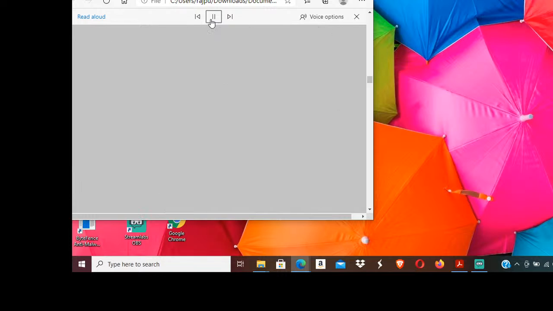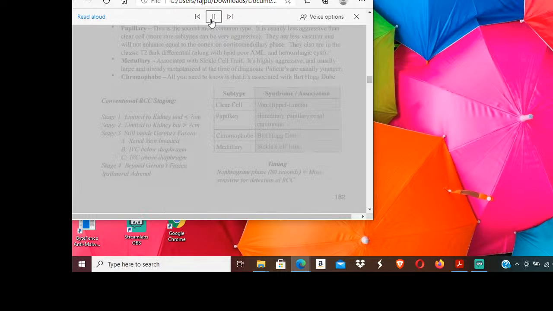Papillary is the second most common type. It is usually less aggressive than clear cell. More rare subtypes can be very aggressive. They are less vascular, and will not enhance equal to the cortex on corticomedullary phase. They also are in the classic T2 dark differential, along with lipid poor AML and hemorrhagic cyst.